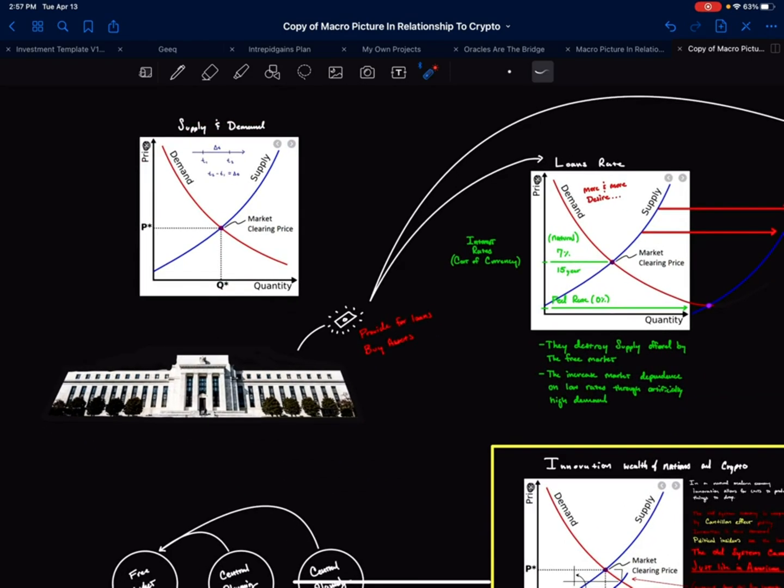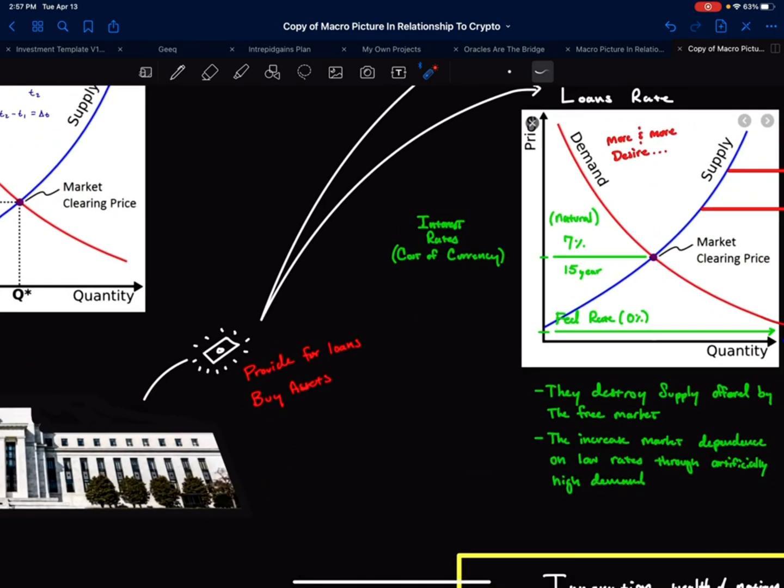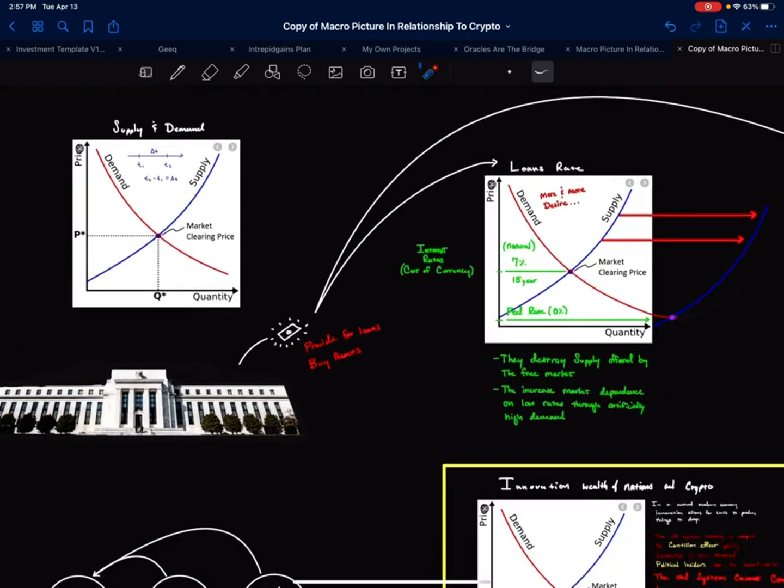So you have this entity, the Federal Reserve. What they do is they provide money for loans and to buy assets. And this money, well, it's not really called money according to Mike Maloney, but it's just created out of thin air. Poof. It pops into existence out of nothing. So it's basically nothing, right?